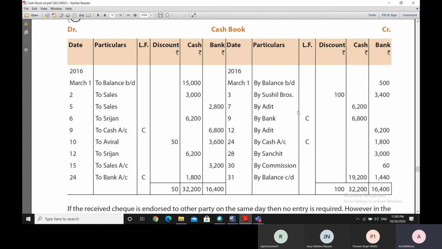Now, Adit came to us and told us, oh, this check of 6,200 rupees you had given us has been dishonored. So what we do is that we tell Srijan, please, your check has been dishonored. So Srijan said, okay, I'm giving you this cash. So Srijan gave us this cash of 6,200 rupees, and we use this cash to make a payment to Adit of 6,200 rupees by our own check of our bank.